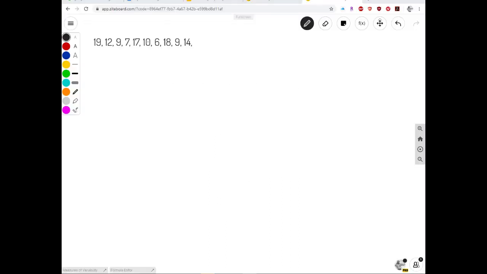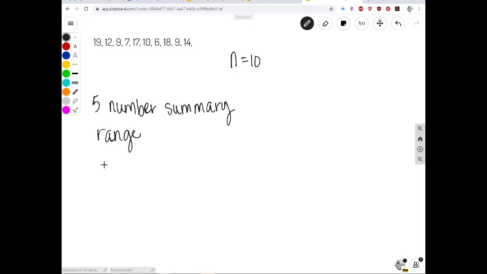Just by looking at the data, you can tell that this is 10 grocery store visits because we've got 1, 2, 3, 4, 5, 6, 7, 8, 9, 10. So I've got 10 values here and they all describe minutes of wait time in the grocery store checkout line. Okay, and I want to create a 5-number summary with these. So the question is, create a 5-number summary. Calculate the range. Calculate the IQR.